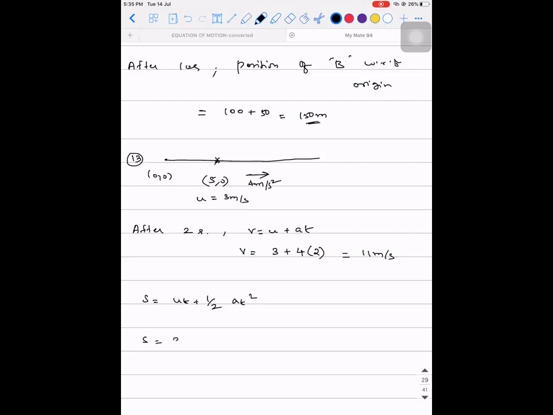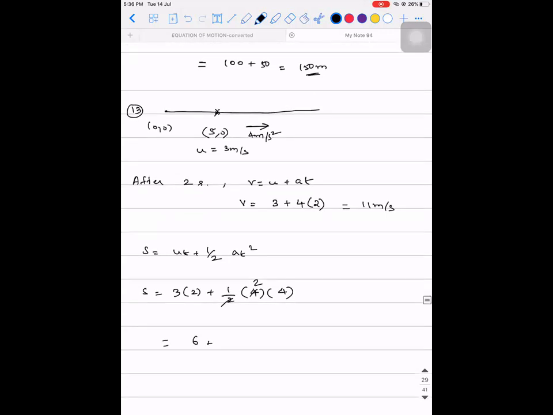3 meters per second. 3 into time is 2 seconds, plus half into acceleration is 4 into t square. T square is 4. So this and this will get cancelled. So it will be 6 plus 8, that will be 14 meters. Is this the answer? No, sir, we should add 5 also.